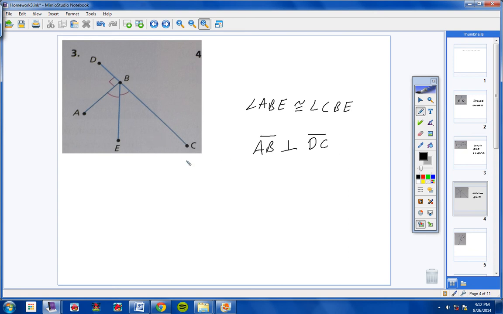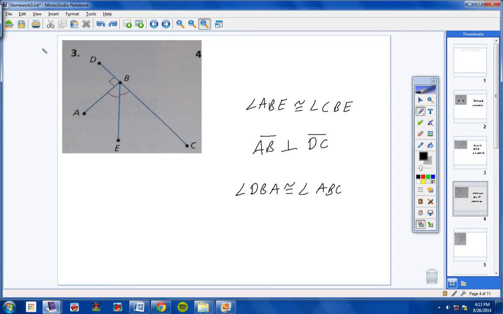Angle DBA is congruent to angle ABC. Did you see that one? That's interesting. Angle DBA is a right angle, and also angle ABC is a right angle. Think about it. If you have a straight line like this, and then this line here is perpendicular, that means I have a right angle here and also a right angle over here. So those 2 angles are also congruent.